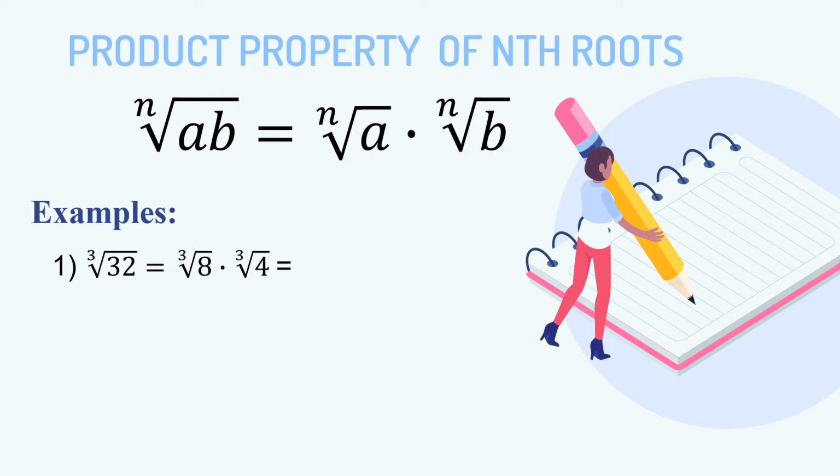The cubic root of 4 is impossible to get as a whole value, an exact value, so it would be a decimal if we needed to get rid of the radical, but we don't want decimals, so the answer would be 2 cubic root of 4.